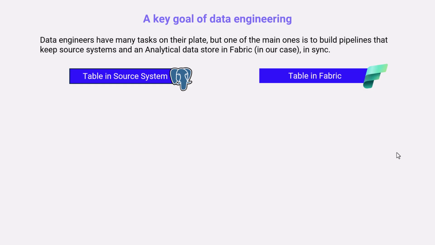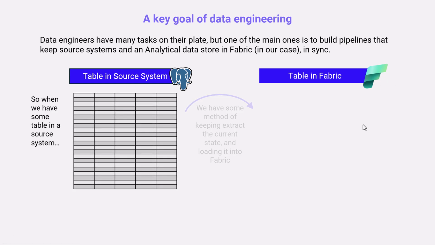So data engineers normally have a lot of different tasks asked of them on a project. But one of the core goals of data engineering in general is to build pipelines that keep source systems and analytical systems in sync, right? So you might have lots of different source systems, might be Postgres, might be Azure SQL, whatever your different source systems, it might be some sort of operational database. If we want to perform any sort of analytics on that data, we need to get a copy of it in Fabric somewhere so that we can do our machine learning, we can build our semantic models and that kind of thing on top of it.